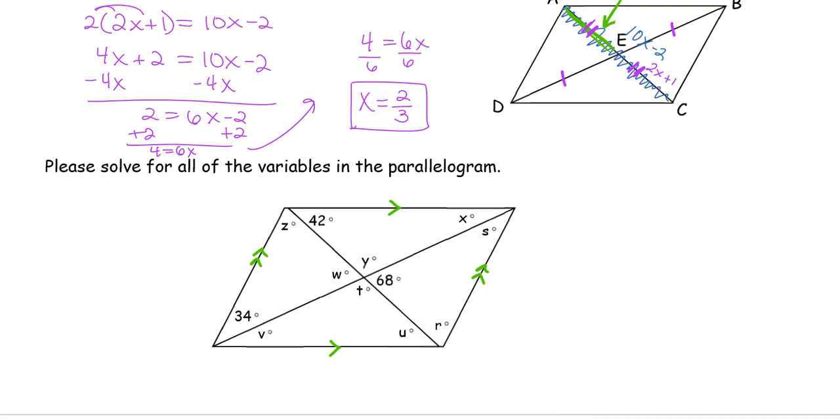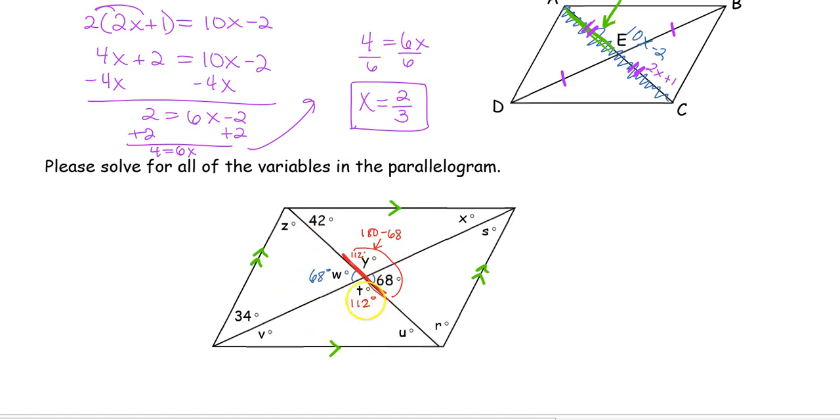Let's think all the way back to Unit 1. And we have vertical angles. So if this is 68, then this is also going to be 68. Then we think about, I have a straight line. If I have a straight line, then these two angles right here are forming a linear pair. And a linear pair is supplementary. They equal 180. So 180 minus 68 is going to make y 112. And if y is 112, that means that t is 112, because once again we have those vertical angles.